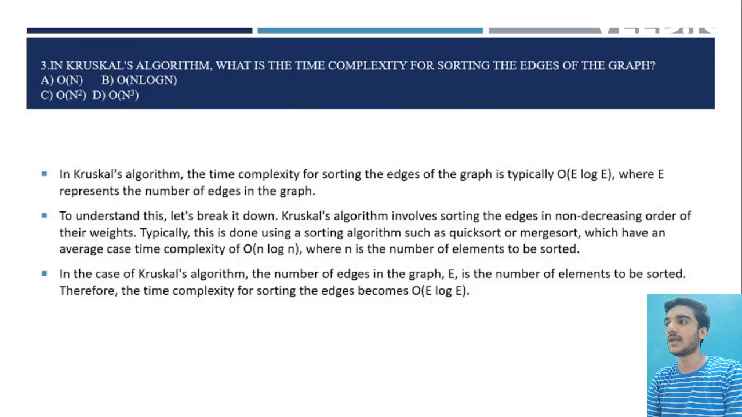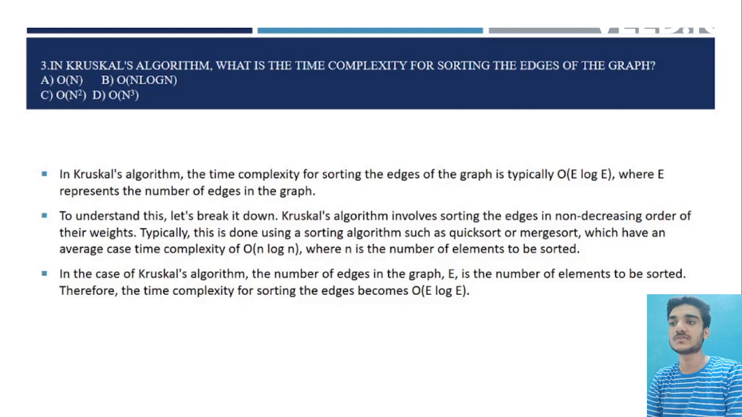In Kruskal's algorithm, what is the time complexity for sorting the edges of the graph? In Kruskal's algorithm, the time complexity for sorting the edges of the graph is typically O(E log E), where E represents the number of edges. To understand this, let's break it down.